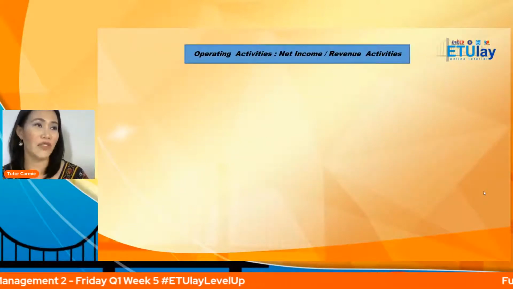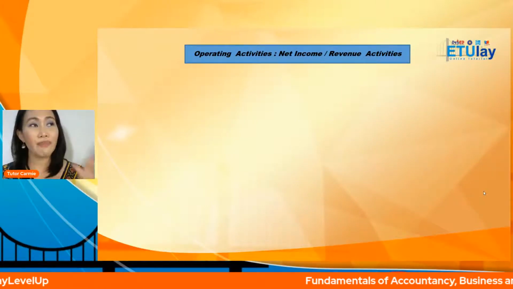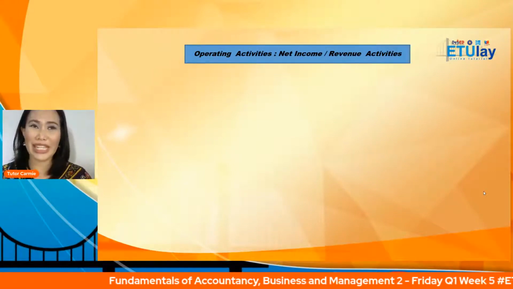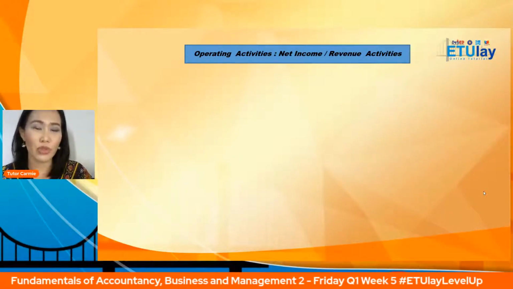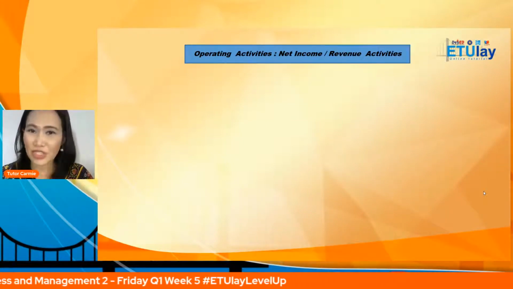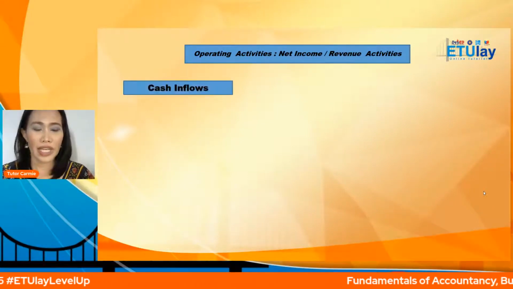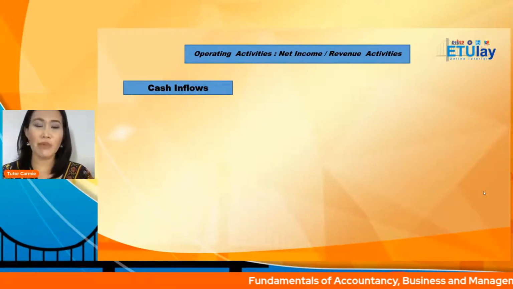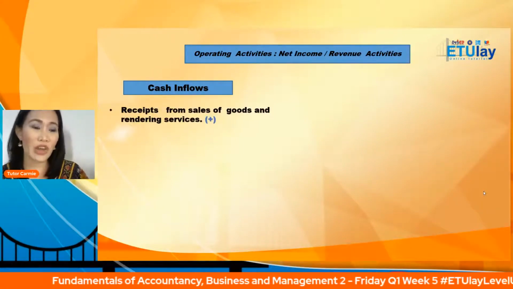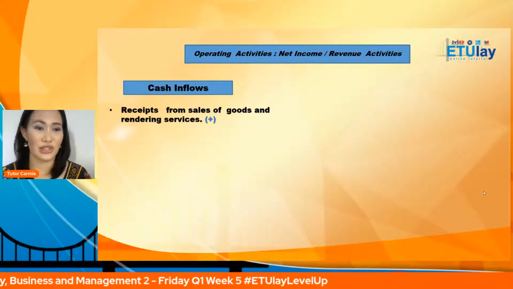So for the operating activities, it is considered as the net income revenue activities. Lahat po yan, dapat ito ay ma-identify po nating mabuti. Kasi pag hindi po natin na-identify, baka po magkamali tayo kung saan po natin ilalagay yung transactions. Again, lahat lamang po ng cash transactions ang ating nire-record sa cash flow. Then the cash inflows po, ibig sabihin yung mga pumapasok na pera in the operating activities, is pag tayo ay nagbebenta ng ating goods o kaya naman ay nagre-render ng services.